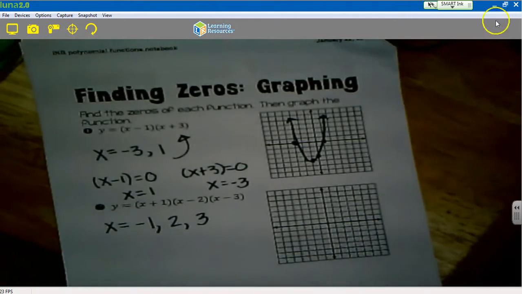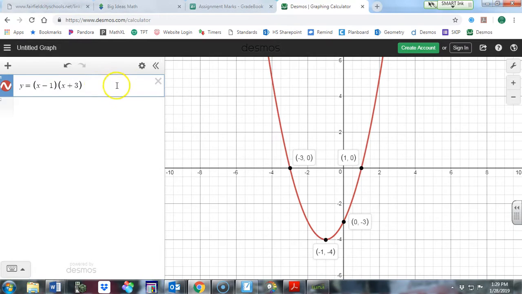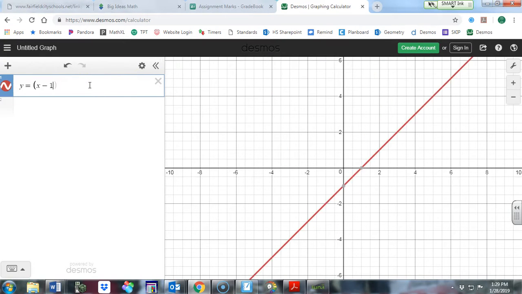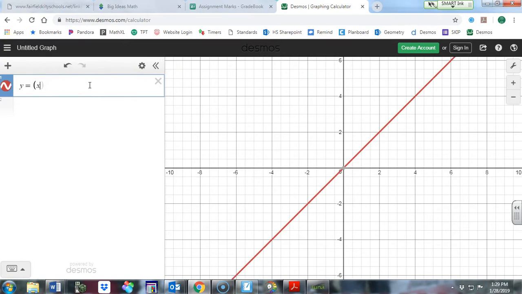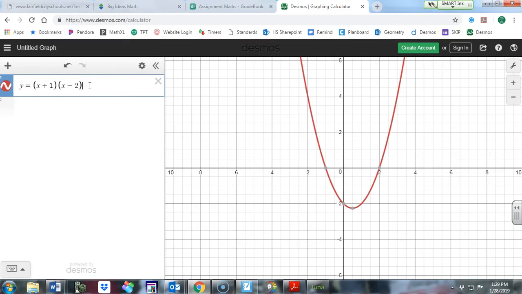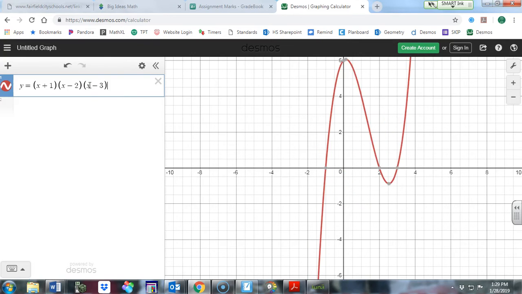Let's go on Desmos and take a look and see if we are correct. So we have the quantity x plus 1, the quantity x minus 2, and the quantity x minus 3.